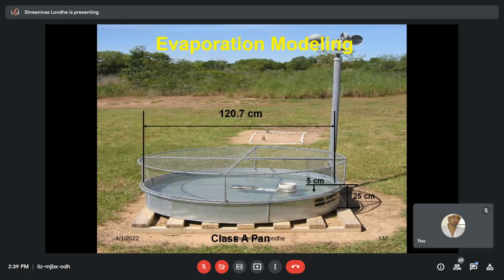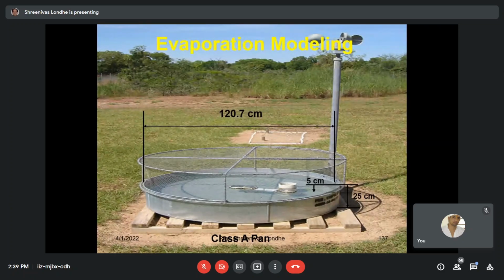Let us go to another hydrologic problem, that is evaporation modeling. This is the Class A pan evaporation defined in USA. We know how to measure the evaporation. Whatever water you pour into this to take it up to the index mark, that much water is evaporated. And evaporation is measured in mm per hour or mm per day.